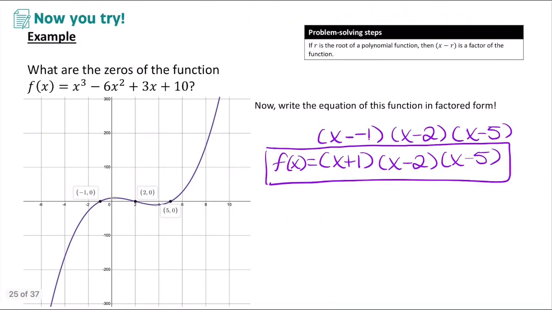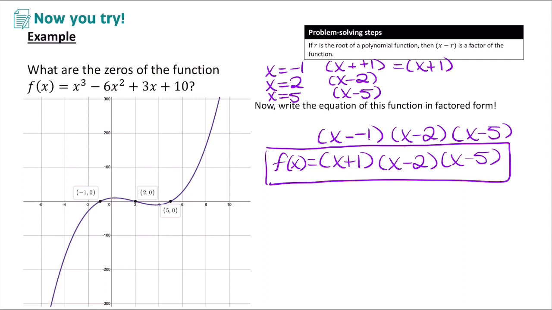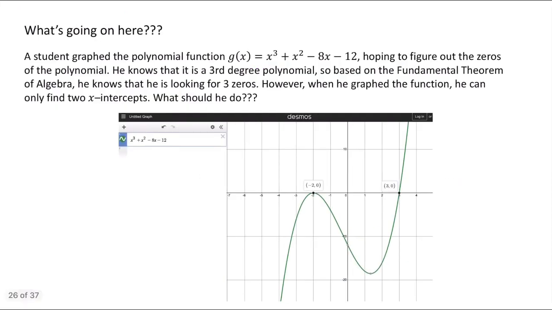This is again revisiting one of the problems we did earlier, where we were finding the zeros. The zeros in this case are x equals -1, x equals 2, and x equals 5. From x equals -1, we write x minus -1, which turns into x plus 1. Then we have x minus 2, and then x minus 5. So when we write this in factored form, we have x plus 1 times x minus 2 times x minus 5.